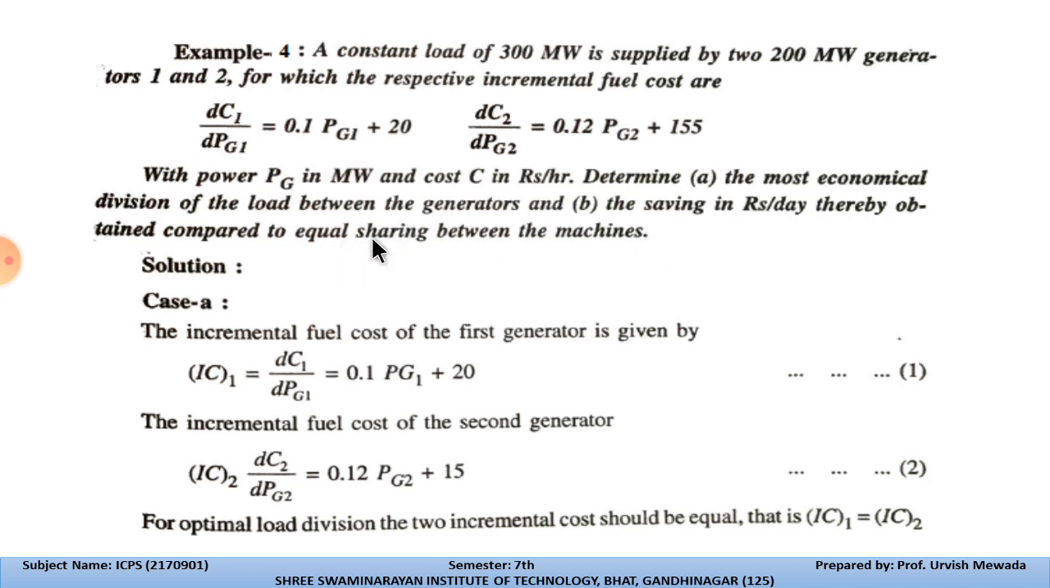Now the solution, let us find out case A. First is the incremental fuel cost of the first generator. It is given IC1 is equal to dC1 by dPg1 is equal to 0.1 Pg1 plus 20. The incremental fuel cost of the second generator is IC2 is equal to dC2 by dPg2 is equal to 0.12 Pg2 plus 15. Now for optimal load division, the two incremental costs should be equal. So IC1 is equal to IC2.